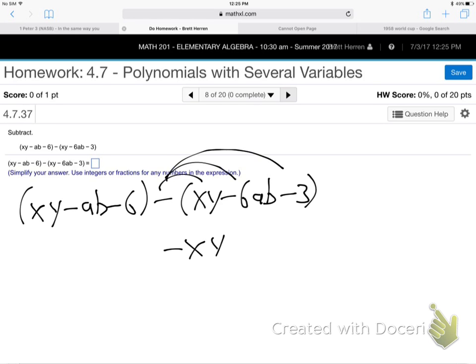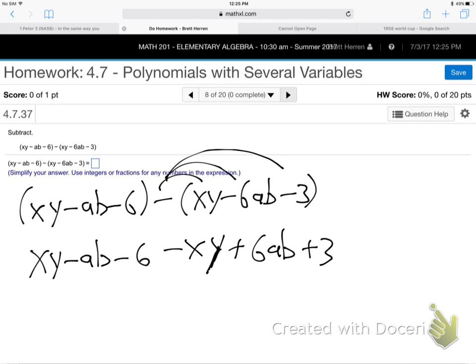So minus xy plus 6ab plus 3. Like that, like so. Right, the first parenthesis, just bring it down, no change. Second parenthesis, change all the signs.